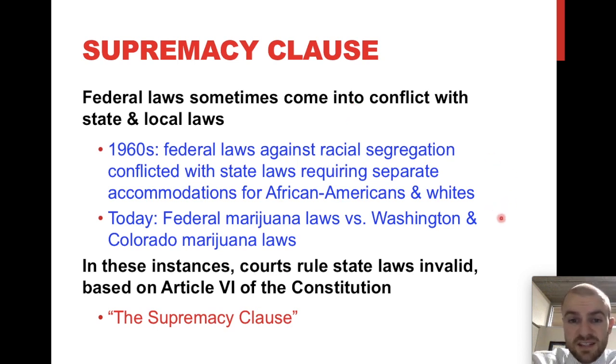In both of these instances, the courts rule that state laws are invalid if they contradict federal law. And this is based on Article 6 of the Constitution. Article 6 of the Constitution is known as the Supremacy Clause, that the Constitution and the laws of the United States are the supreme law of the land, and they are superior, they trump any state laws.